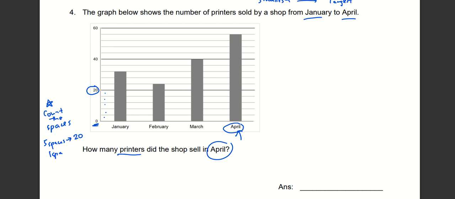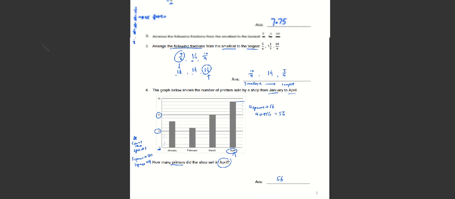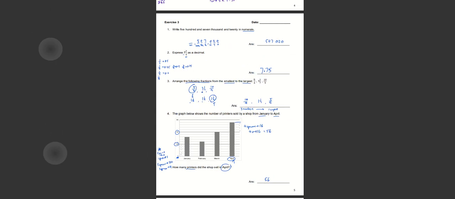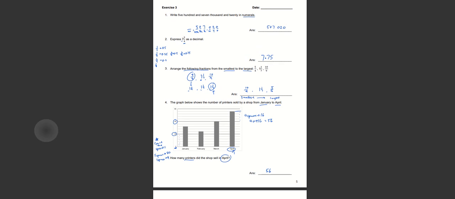So 1 space is 4. So here up to this point is 1, 2, 3, 4 spaces. So 4 spaces will mean 4 times 4, that's 16. And then because this is 40, so 40 plus 16 makes 56. So 56 printers were sold by the shop in April. Okay, so here are the answers from exercise 3, page 5, booklet 1, PSLE booklet.